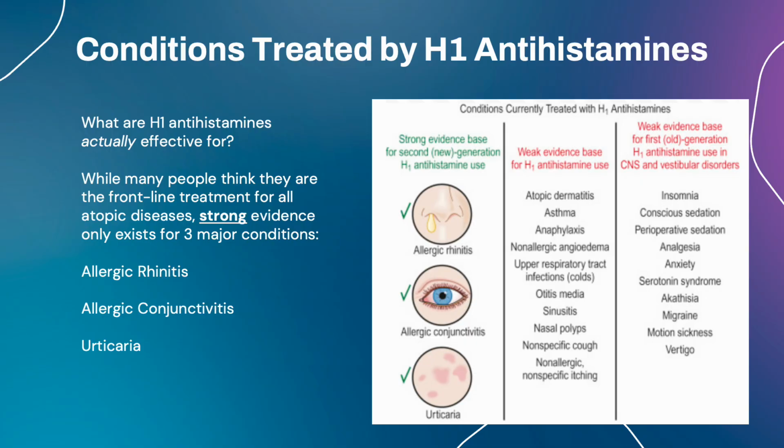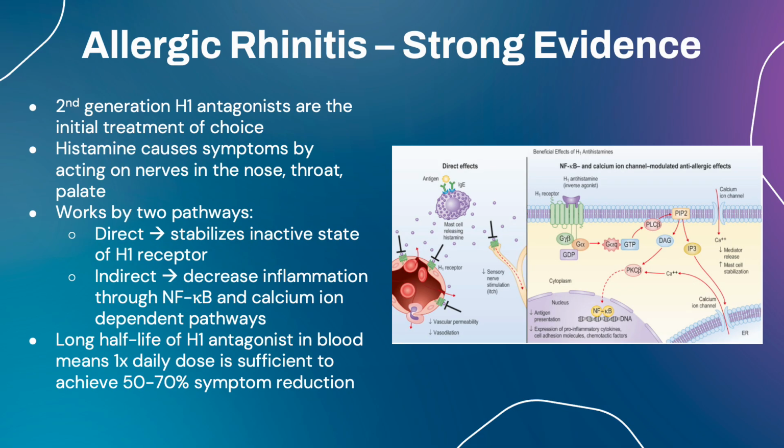So really what we want to use H1 antihistamines for is going to be allergic rhinitis, allergic conjunctivitis, and urticaria. These are the ones in which H1 antihistamines are really strongly supported and are often the first-line treatment. But all of these other things where you will actually see many providers still giving you antihistamines, this is much less supported by the current literature. So let's go through a few of these.